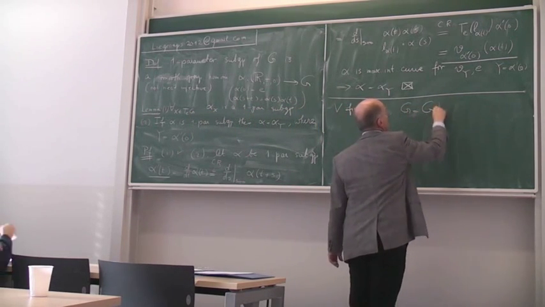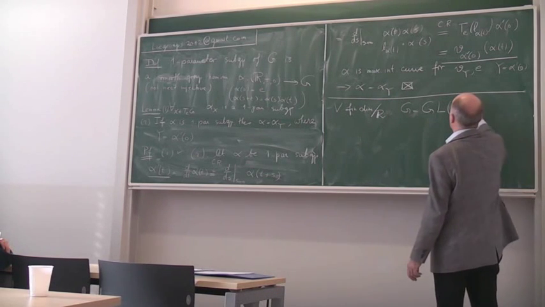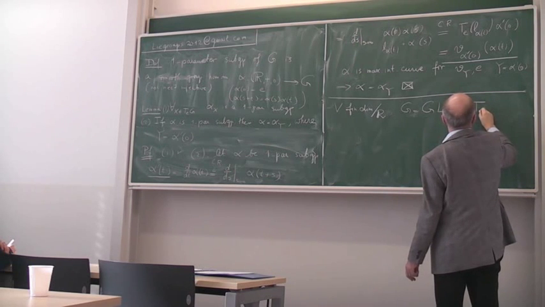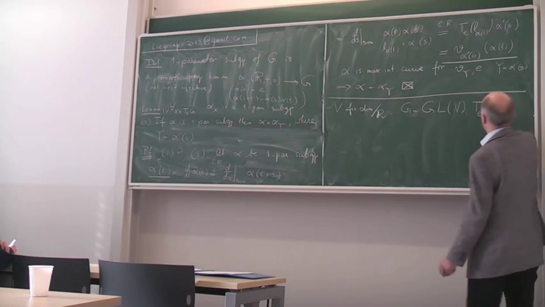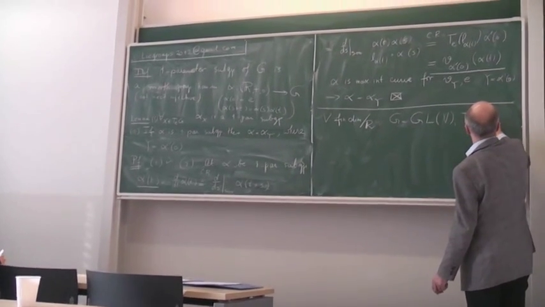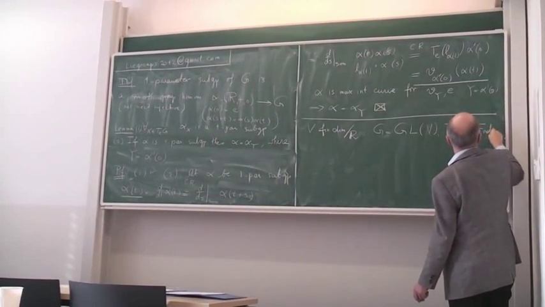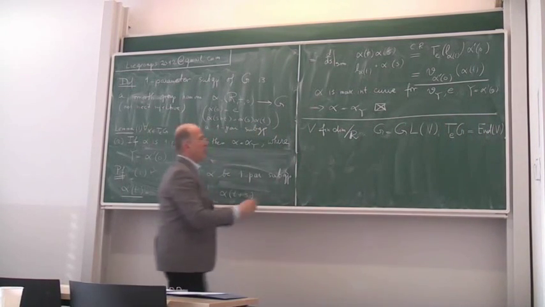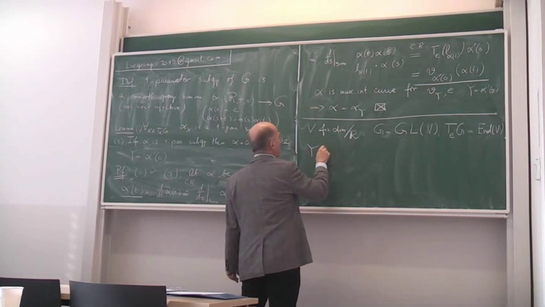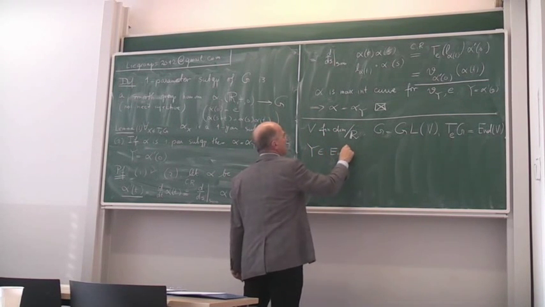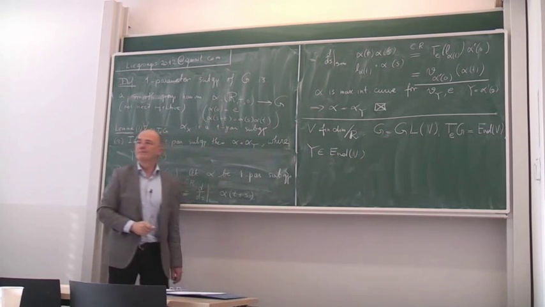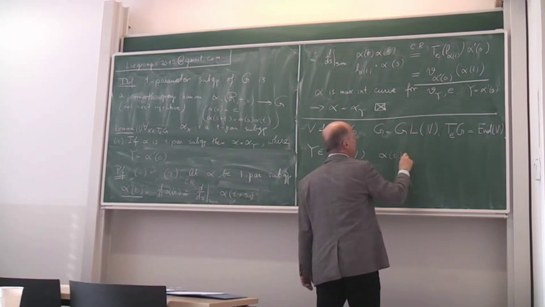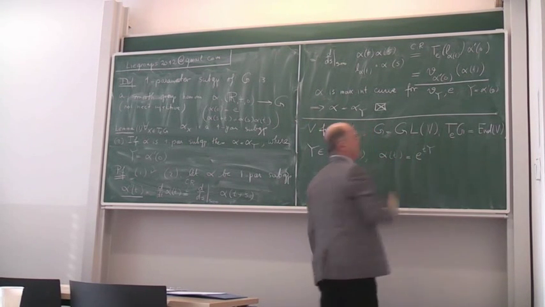G is the general linear group of V, so its tangent space at the neutral element may be identified with the space of all linear maps from V to itself. Now suppose that we have a linear map Y from V to itself, then look at alpha of t is e to the ty.